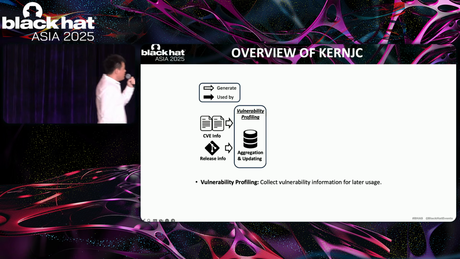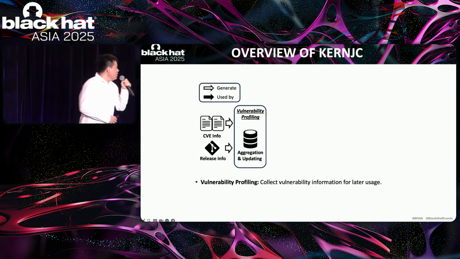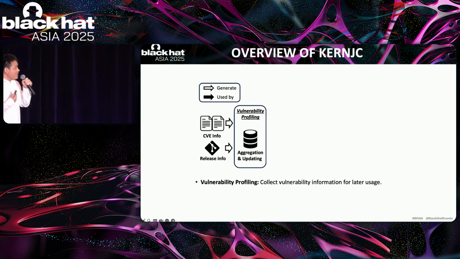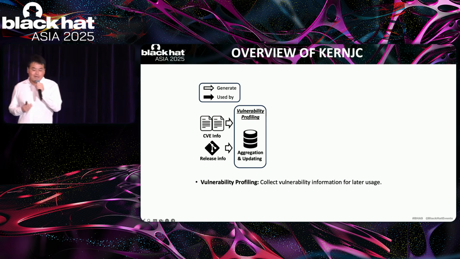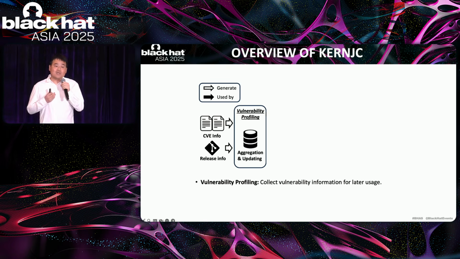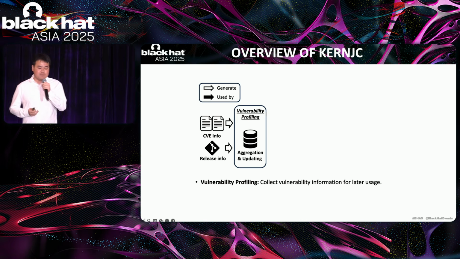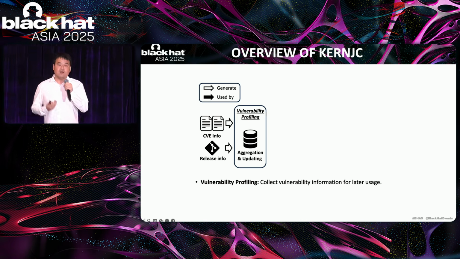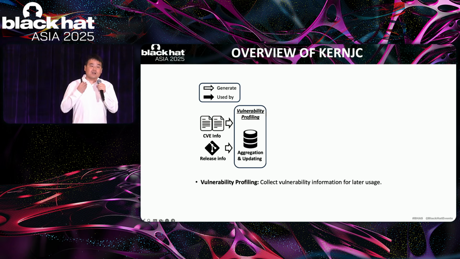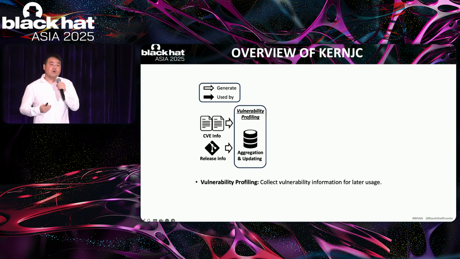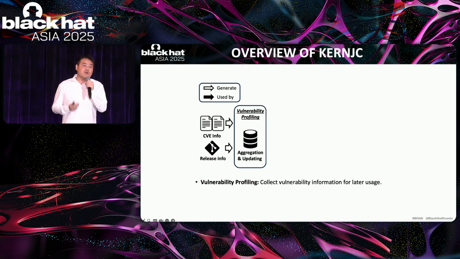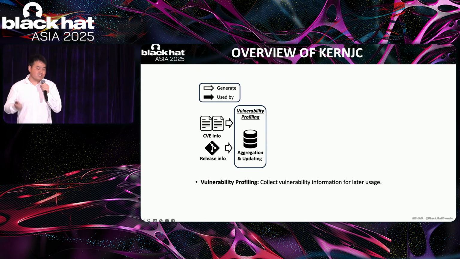You can see this is the overview of our approach. Given the CVE information and the release information, what we do first is profile the vulnerability and collect the vulnerability information, such as how to describe the CVE and what the vulnerable kernel version is, so that we can use it to reproduce or reconstruct the vulnerable environment in the future.